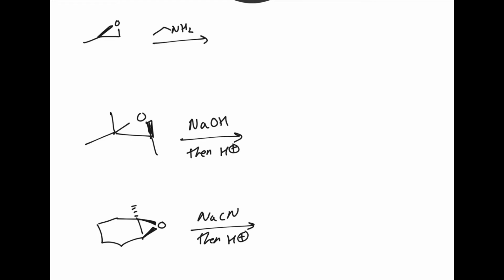So in the first case, we're under basic conditions because we have the amine. Remember, the amines are the ones that don't have the then H plus because they bring their own proton, right? So we're going to add our amine to the least substituted side, and we don't do anything to this carbon-oxygen bond. So there's no reason that it would change. So when you have stereochemistry on the carbon-oxygen bond that you're not adding to, you just carry that stereochemistry over into the product.